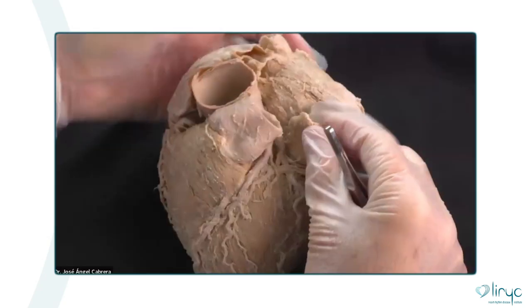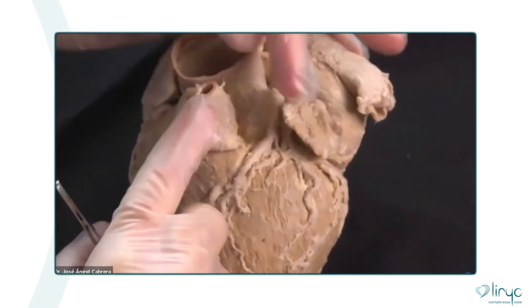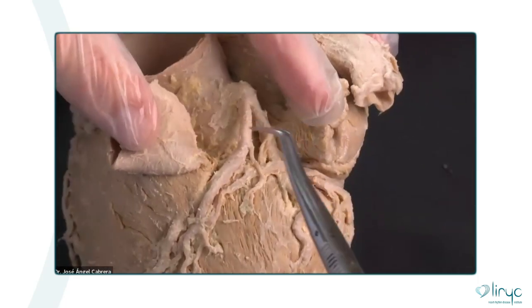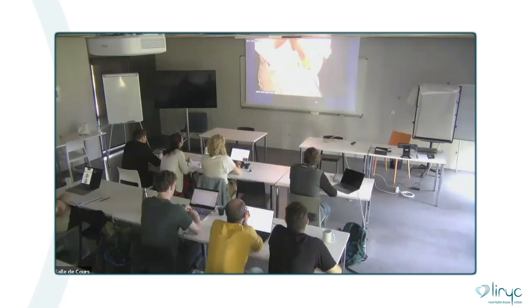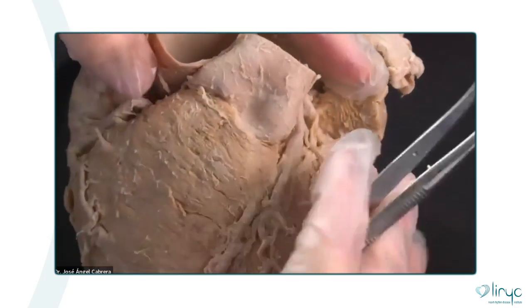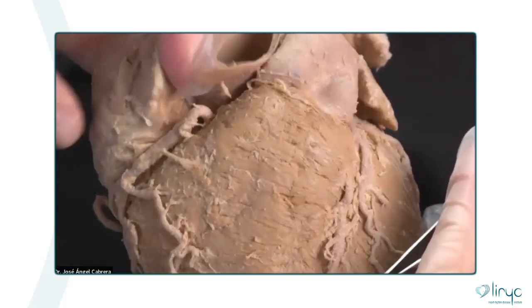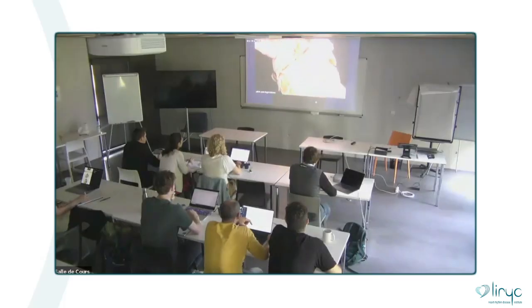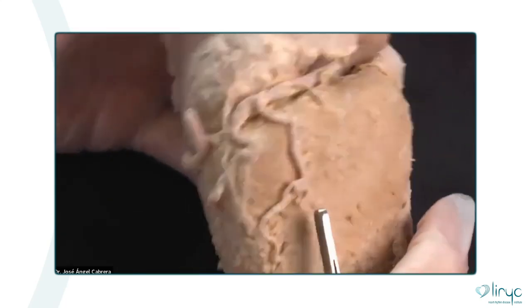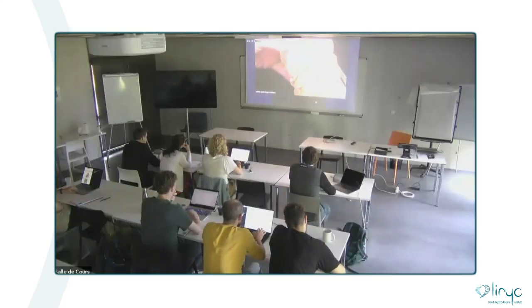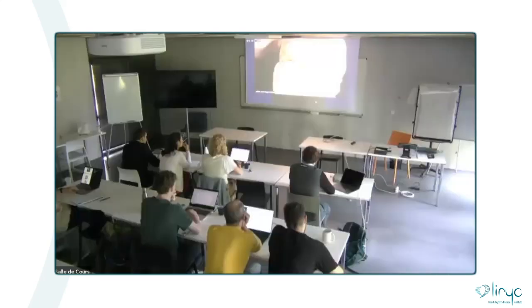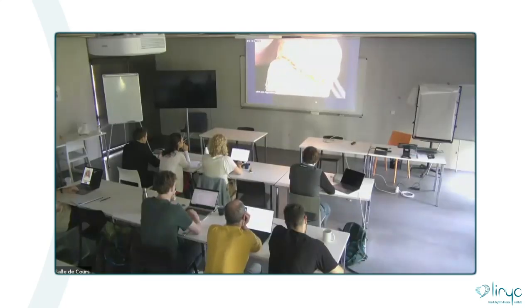Let's go now to the left AV groove, and the right AV groove. This is the right AV groove. Let's continue with the right AV groove, and here you can see the base of the heart.